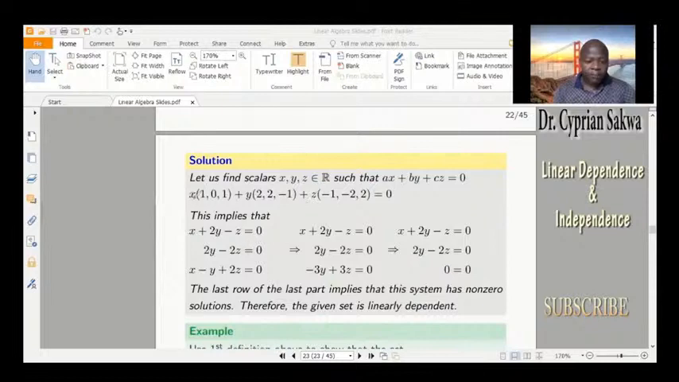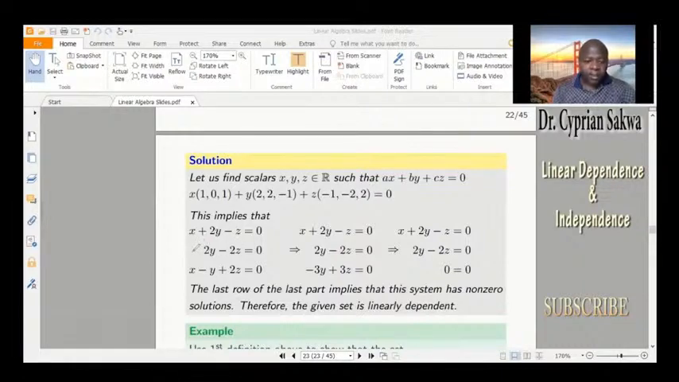Then lastly, I would have x minus z, and then plus 2z equals 0. So I have this system of linear equations, which I try to reduce to echelon form and see what I obtain.